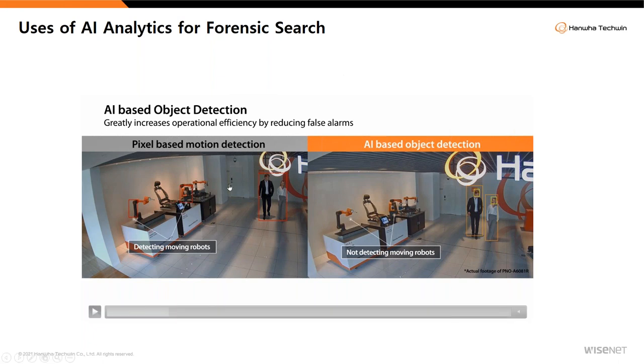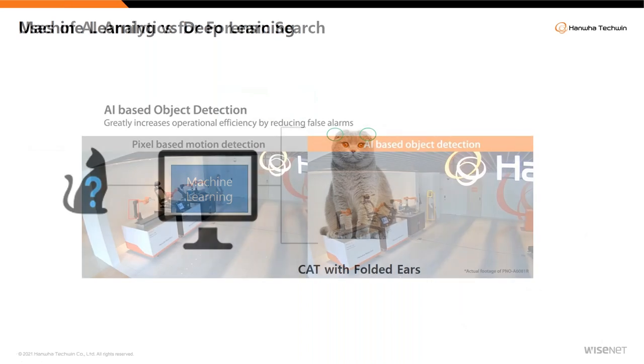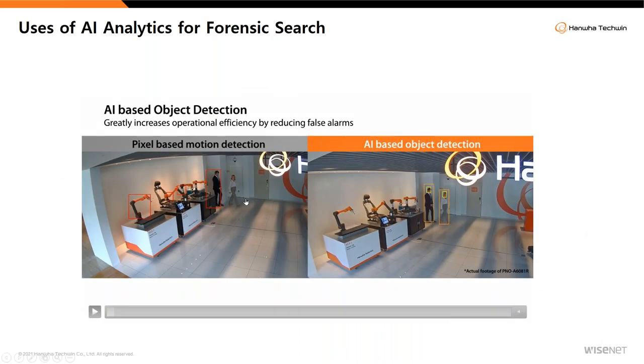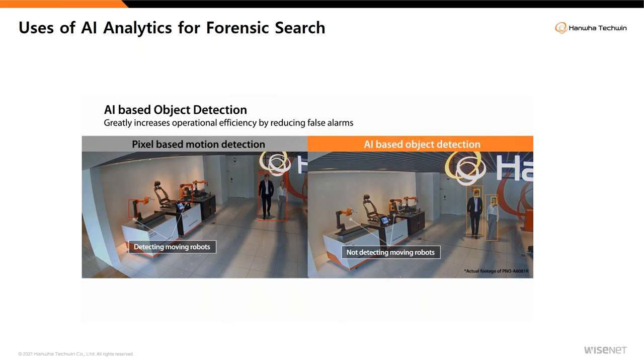Okay, now let me tell you, why do you need this in CCTV? Before artificial intelligence analytics came, we used something called pixel based analytics. What is pixel based analytics? Look at the left side picture of the video. There are multiple objects moving. Two people walking and the robotic arm is also moving, right? Both of these are moving objects, and both of them, according to the camera, are causing motion.